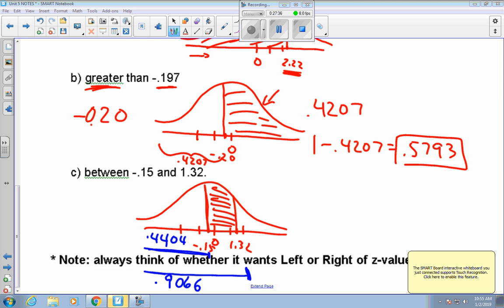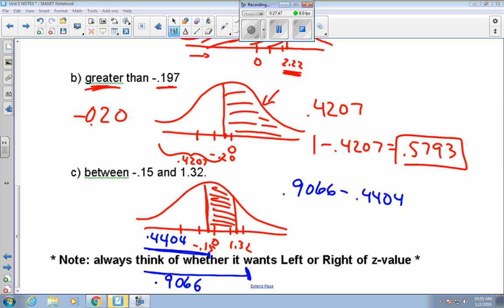So this is the third scenario. In order to find this shaded portion, I have to do 0.9066 minus 0.4404, and that gives me 0.4662. So we'll work on that tomorrow, and we'll address questions as you try to do these problems. You run into some complications, but the more you practice, the better you will get.